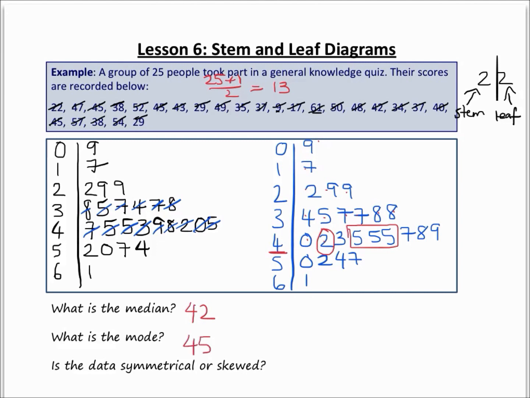Now, the next bit says, is the data symmetrical or skewed? If you take a look at this data, you can see that most of the data is in the 30s, 40s, and 50s, and that's sort of in the middle. And then we've just got a few numbers that are low and a few that are high. So that means we've got symmetrical data. If the data was skewed, what you would see is a lot of values either in the lower numbers or in the higher numbers. So you'd either have lots of high numbers or lots of low numbers, and that data would be skewed.